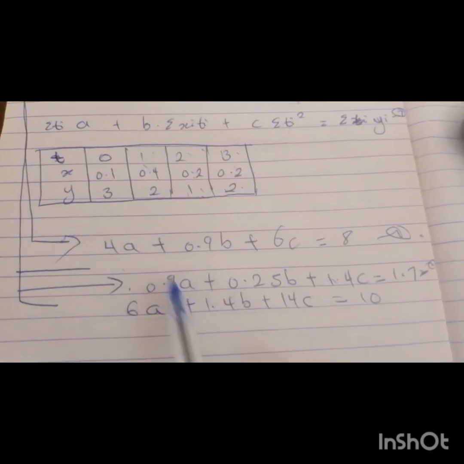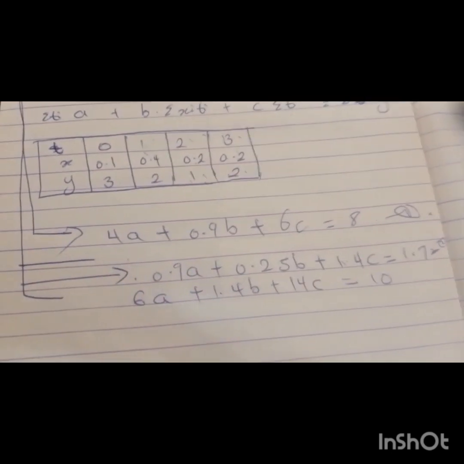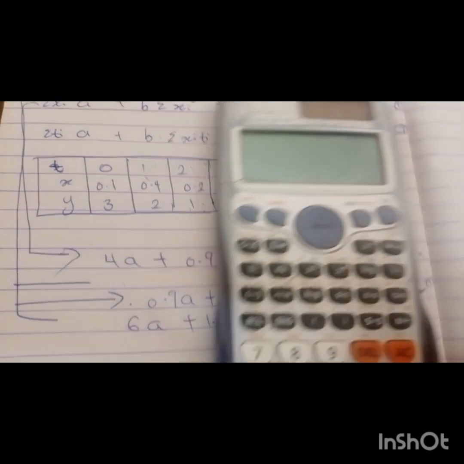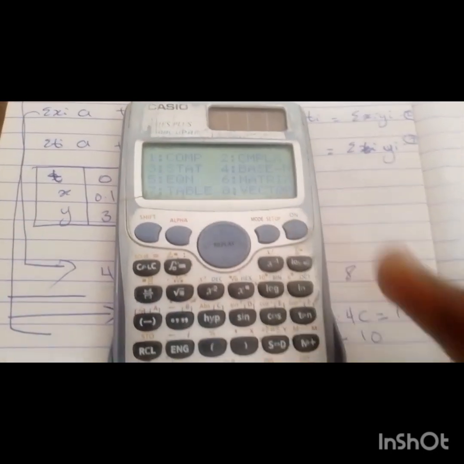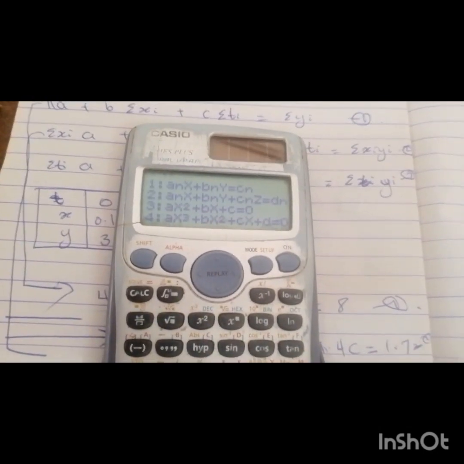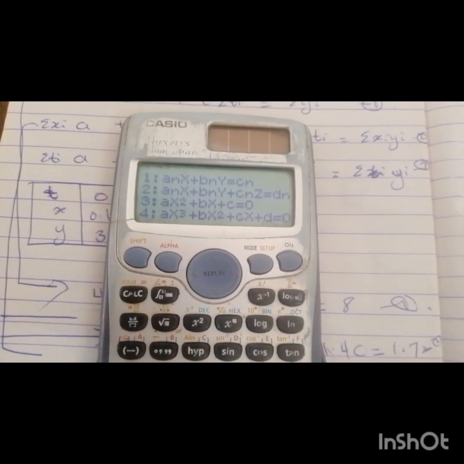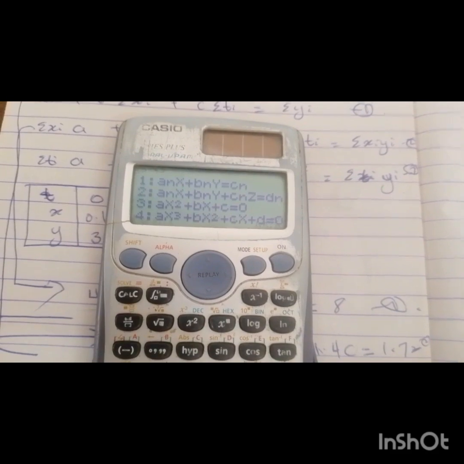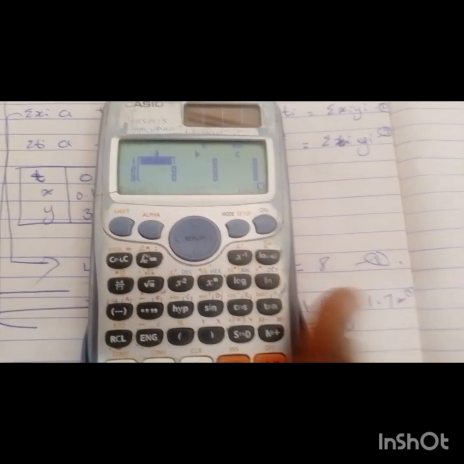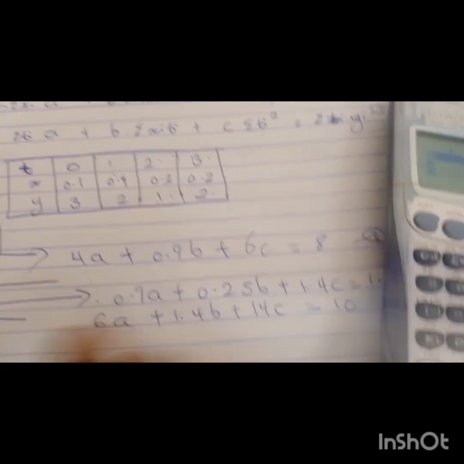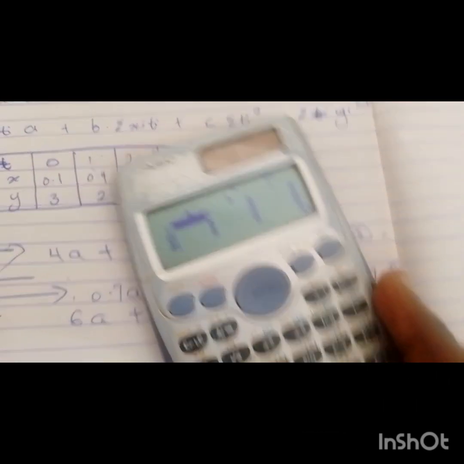So now when you have 3 equations, you can simply move to your calculator, no time to waste. You can just go to mode 5 and then to solve 3 by 3 simultaneous equations, use the second one. Yeah, and then you input your values.